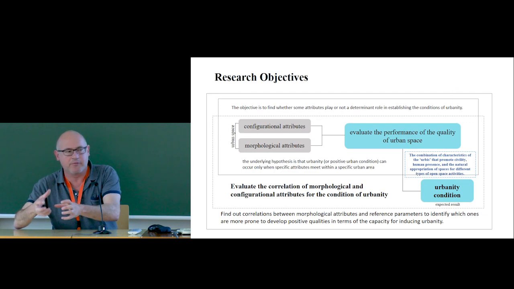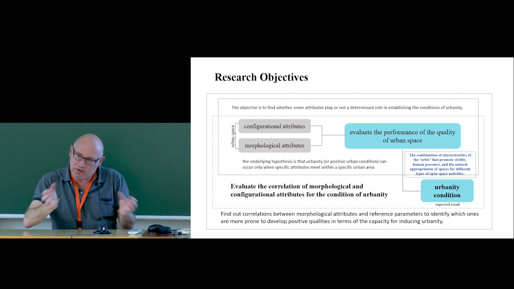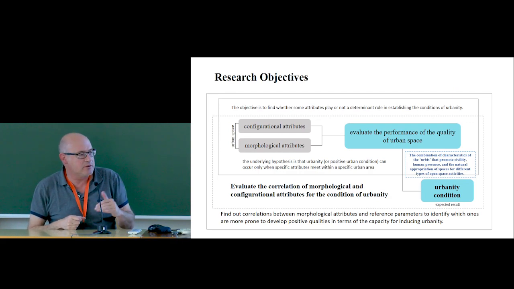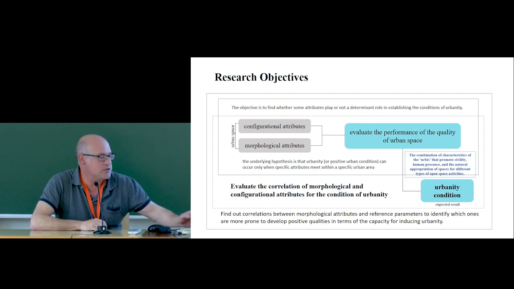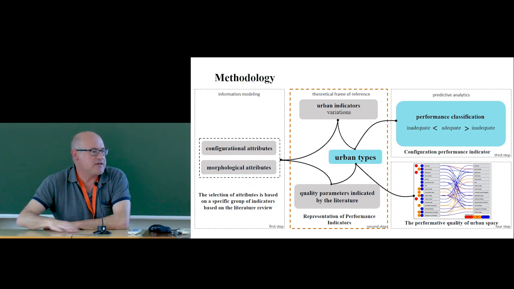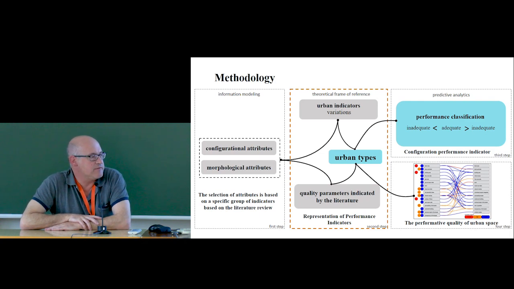And at a certain point, the idea is to evaluate aspects of the urban form which are classified through a classification procedure, and check if they have any correlation with these conditions of urbanity. So as I said, I divided this in several steps.